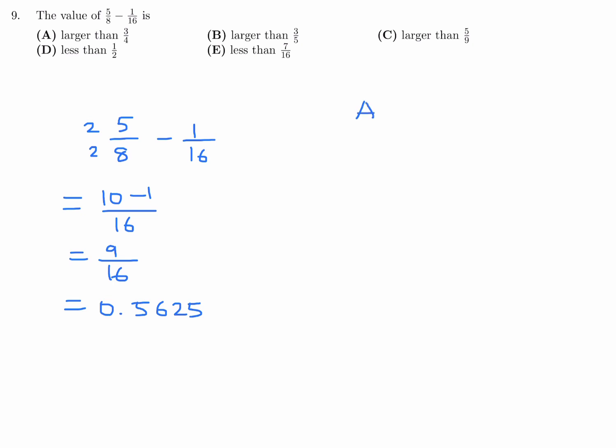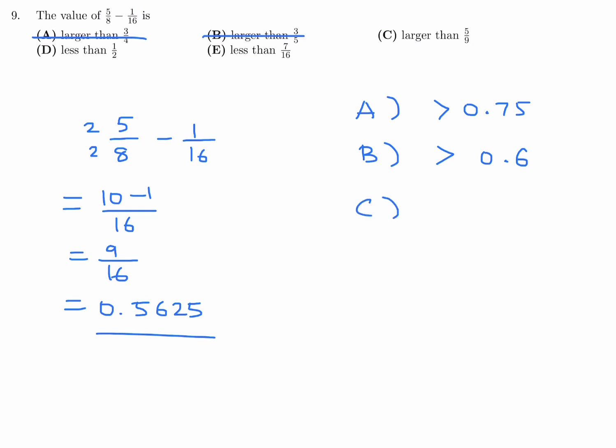A, is it larger than 3 over 4? Well, 3 over 4 is 0.75. Is this number greater than 0.75? And the answer is no. I'm going to cross that out. B, larger than 3 over 5. 3 over 5 is 0.6. Is this number greater than 0.6? And the answer is no.